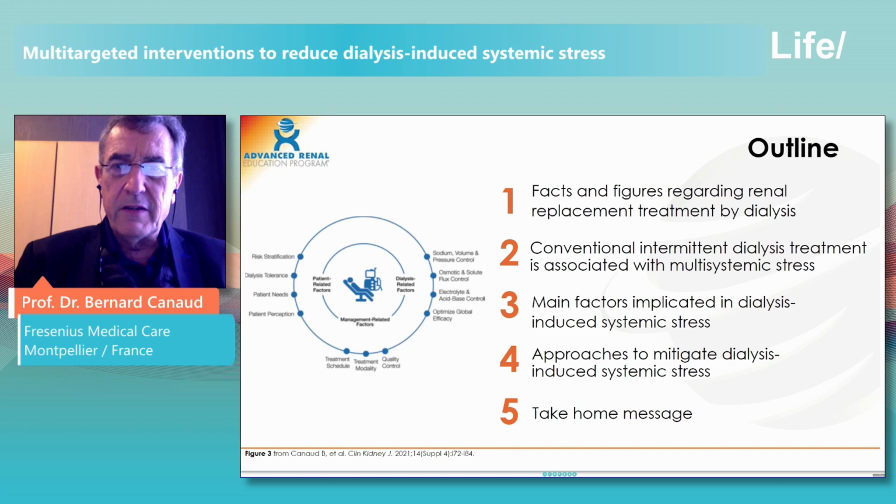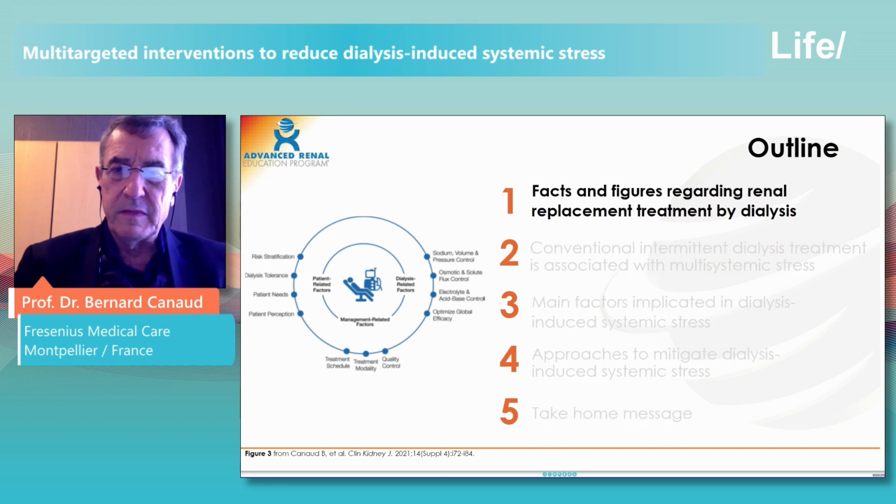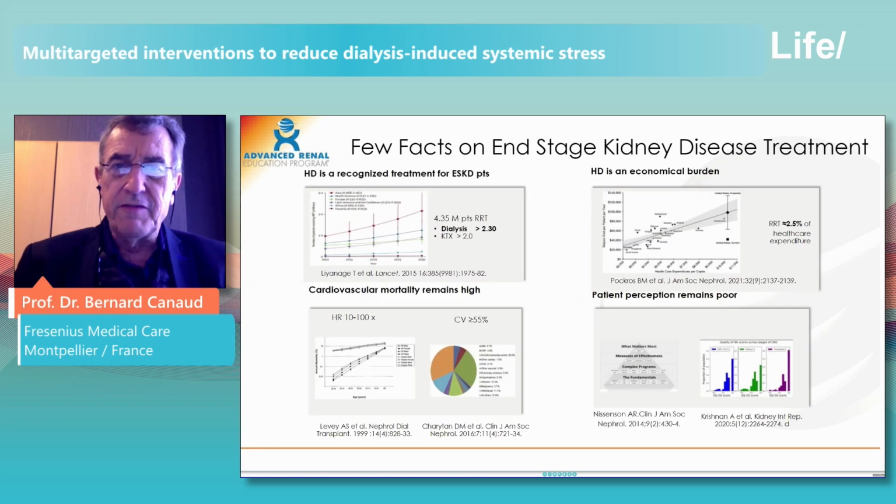So the outline today: I just want to show you some facts and figures regarding renal replacement therapy, where we are, and certainly where we want to move from. The conventional intermittent dialysis treatment is associated with a multi-systemic stress, and I will show you in a minute how the main factors are implicated in this dialysis-induced systemic stress, and what could be the various approaches to mitigate it. This is a large program. So the first aspect is the facts and figures, and you know almost everything. So I will not go into detail, but just look at 4 items.